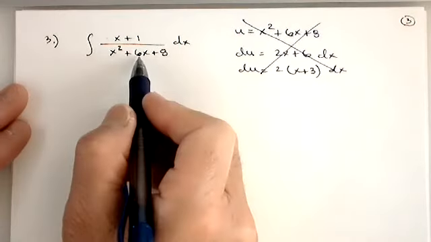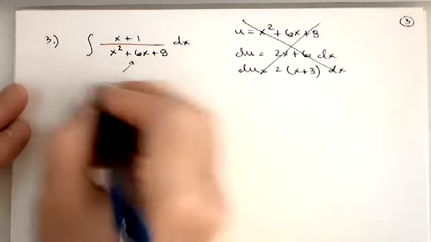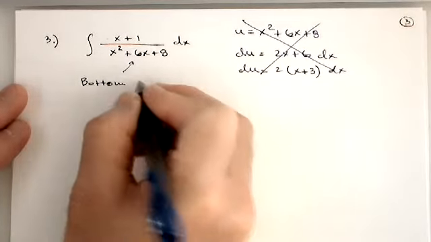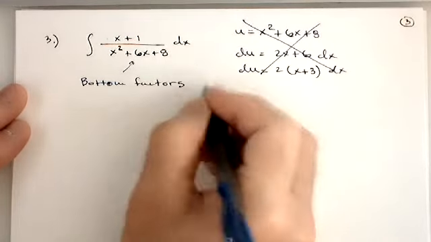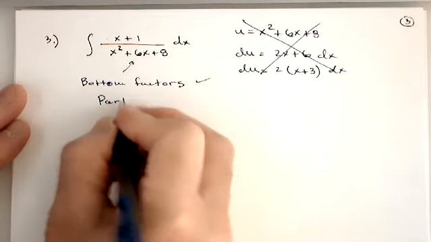The next thing to notice is, does the bottom factor? Which it does. So if the bottom factors and U sub doesn't work, I'll put yes, then it's going to be partial fractions.